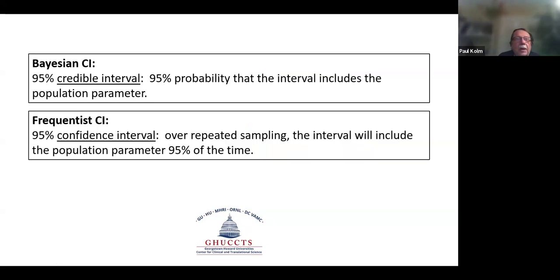Okay, so again, I repeat this because this is one of the important things to take away, that the Bayesian confidence interval is a credible interval, and it means that we have a 95% probability that the interval includes the true population parameter. But the frequentist interval, the confidence interval, has to do with repeated sampling from the population.